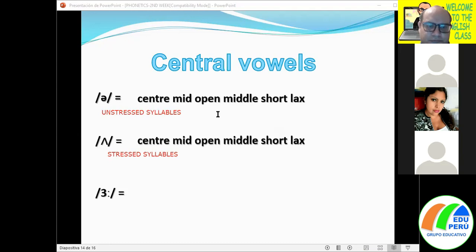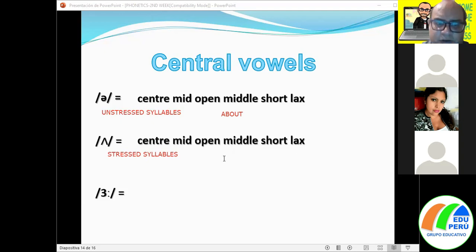For example, you have the word about. About has two syllables. It starts with a schwa. So you start with a schwa. You use this in an unstressed syllable. The first syllable is not stressed. You stress the second syllable, about. So you don't stress the first one, so you use the schwa.